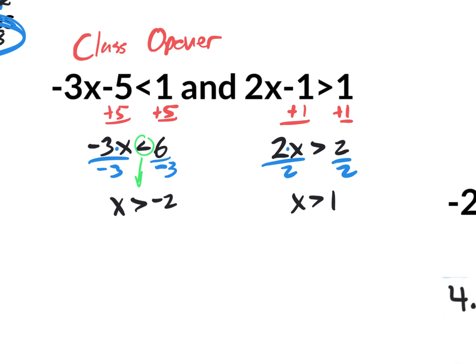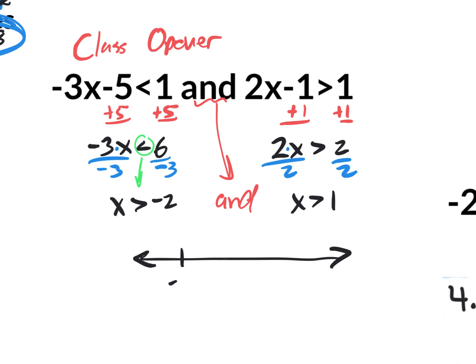So we have those two answers with the word and between it, and we must consider it or look at it on a number line to determine if we're actually going to write these together as a compound inequality with x in the middle and the smaller number on the left side and the bigger number on the right side. So let's go to a number line.